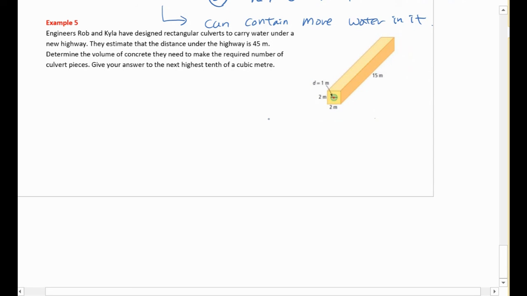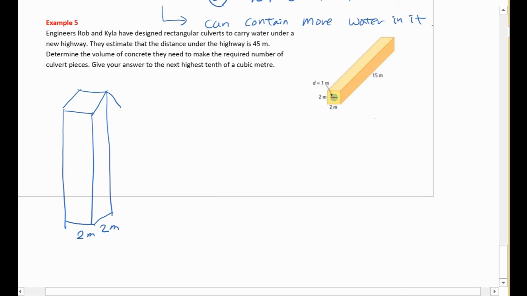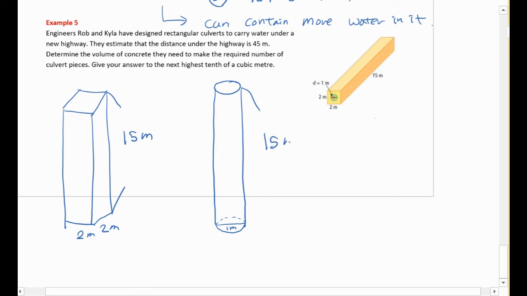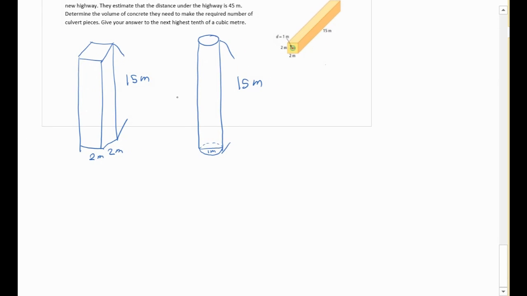Okay, so let's find the rectangular prism first. So I'm going to redraw the rectangular prism, volume of the rectangular prism. And we know the bottom is 2 meters, and the height is 15 meters. And we're going to subtract the volume of the cylinder. And the cylinder has a diameter of 1 meter and the height is 15 meters. Okay, and since we need 3 of them, we're going to multiply this by 3.